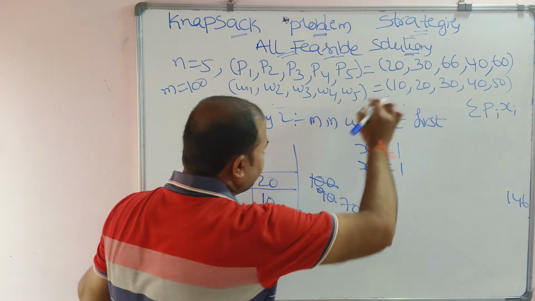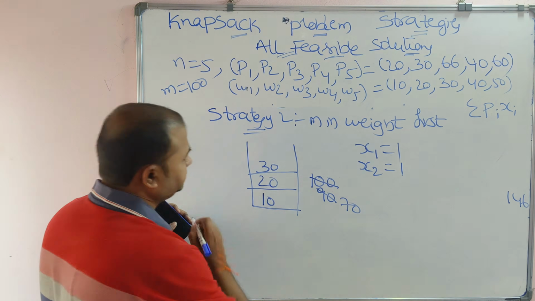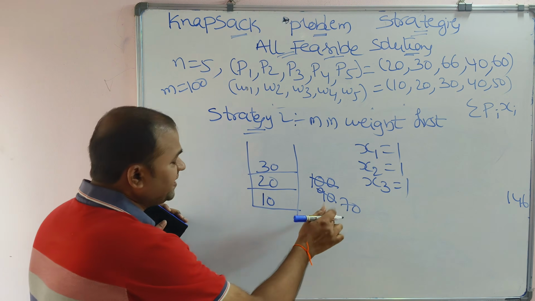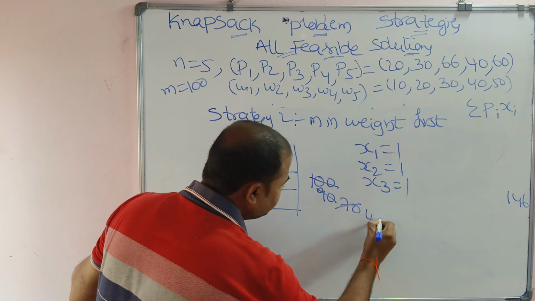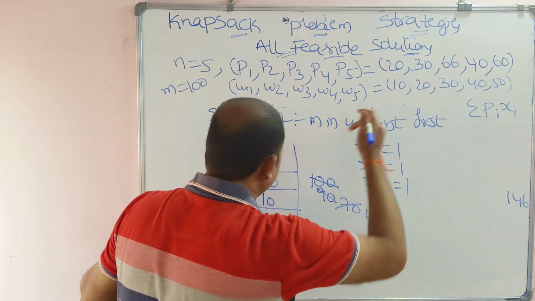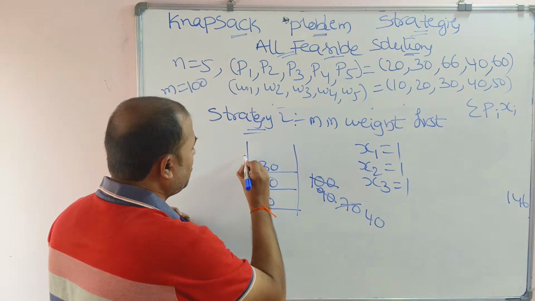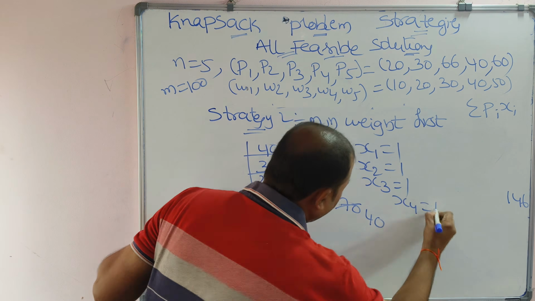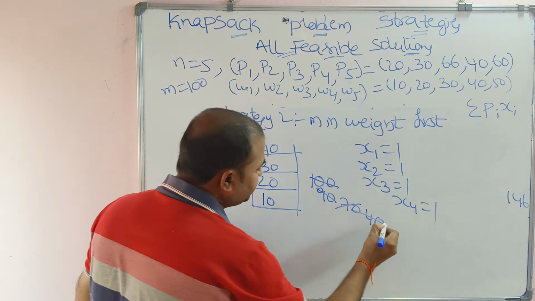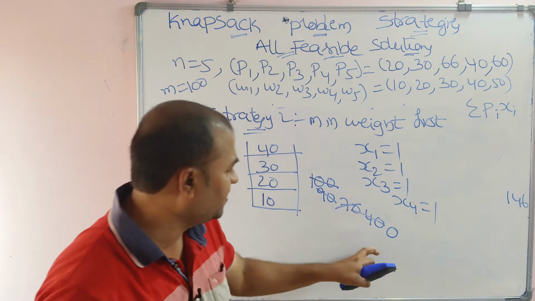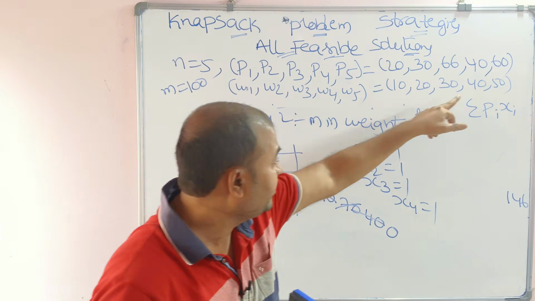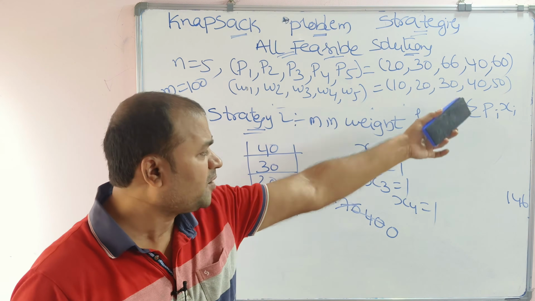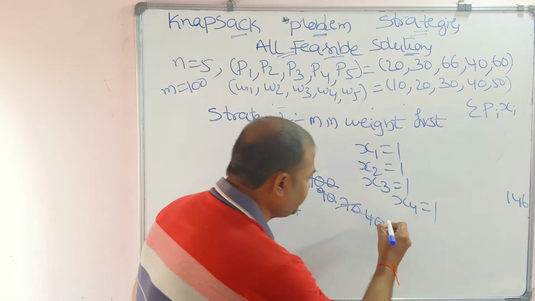Next, place the third object into the knapsack. The third object's weight is 30, so x3 equals 1. The remaining capacity of the knapsack is 70 minus 30, that is 40. Next, place the fourth object. The fourth object's weight is 40. So x4 is 1. What is the remaining capacity of the knapsack? 40 minus 40, that is 0. The original capacity of the knapsack is 100, and the first four objects' weights total 100. So now the knapsack is full and we can't place the fifth object into the knapsack. So x5 equals 0.